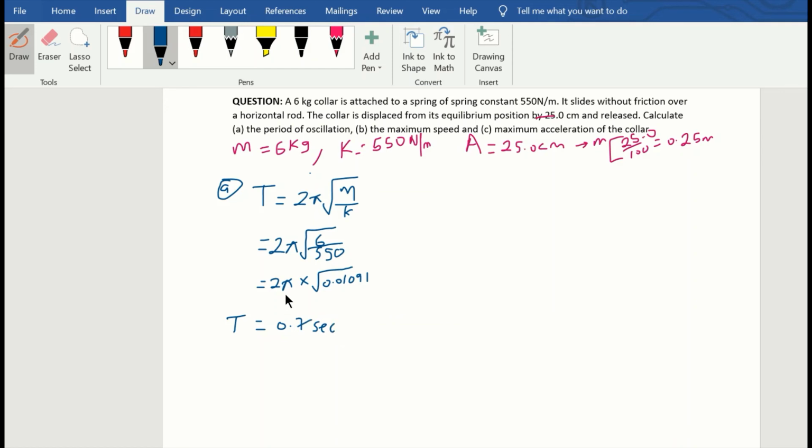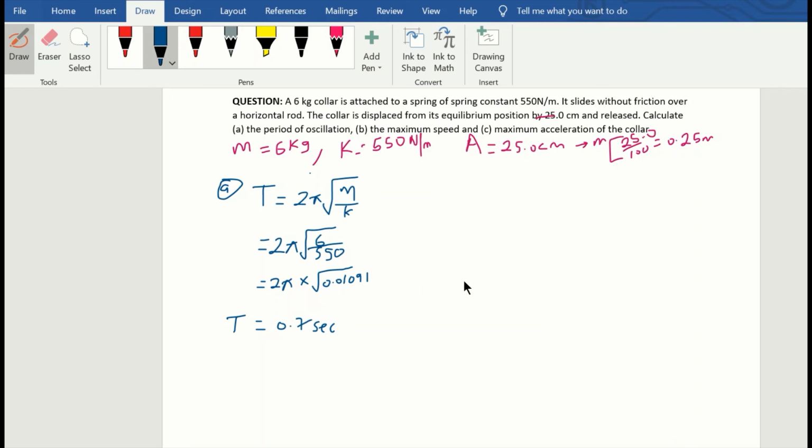2 pi times square root of 0.01091 should give us 0.7 seconds. So as you can see, it's very important. What you have to do is to remember the formulas.